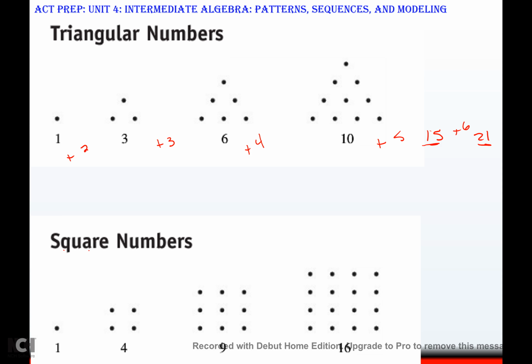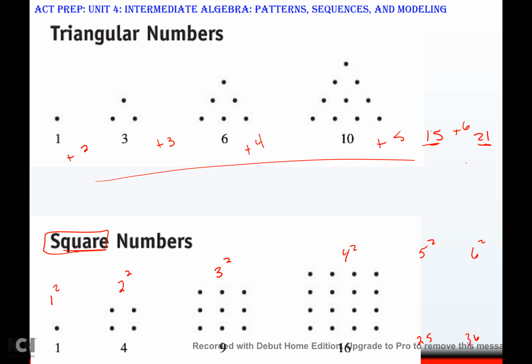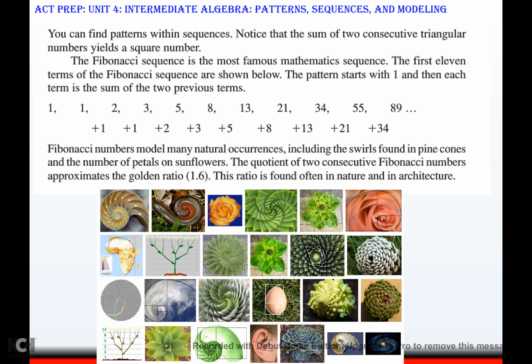We have the square numbers, 1, 4, 9, 16, and you can find different patterns in these, but this one's kind of cool because 1 squared is 1, 2 squared is 4, 3 squared is 9, 4 squared is 16. So the next one is going to have 5 squared, or 25 dots in it. The next one would have 6 squared, or 36 dots in it. There's a pattern. There's a sequence. So you can find patterns within sequences. Notice that the sum of two consecutive triangular numbers yields a square number.